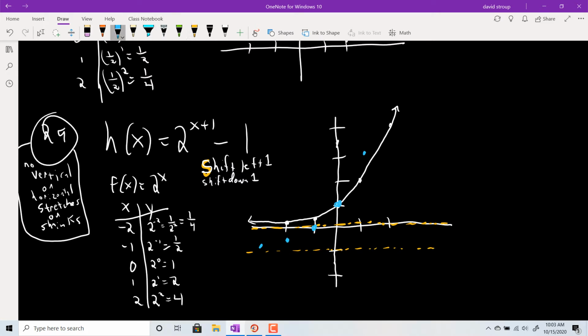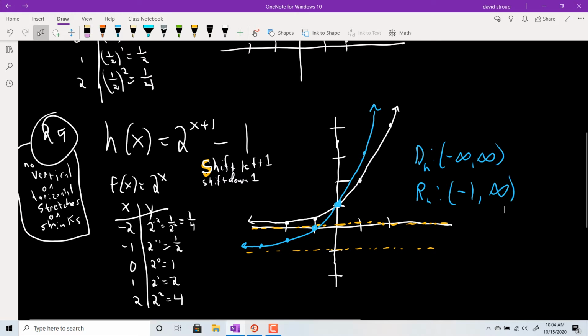And let's connect the dots for our new graph. Look like that. Okay. And then we want the domain and range of the new guy. So the domain is always going to be negative infinity to infinity. So the domain of, I'll just say h. And then the range of h will go from, in this case, negative 1, that's where the asymptote is, to infinity.